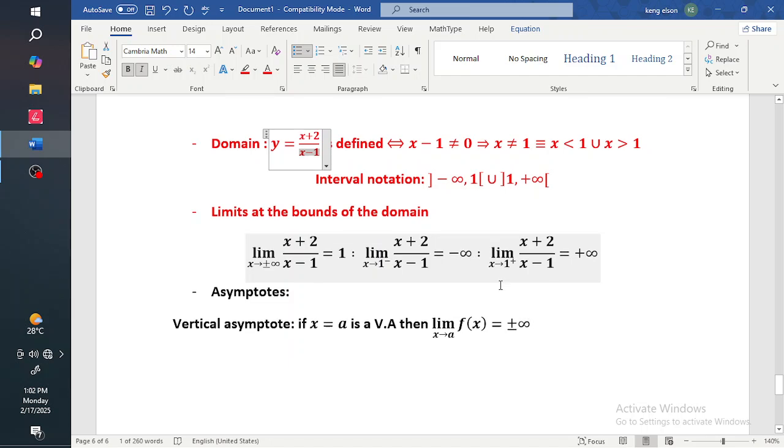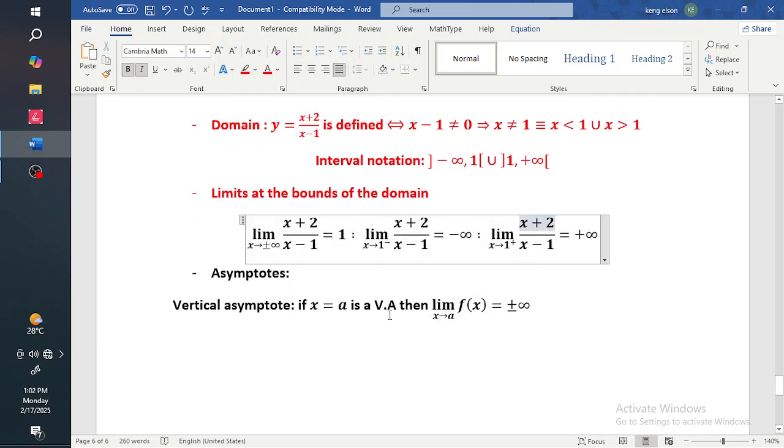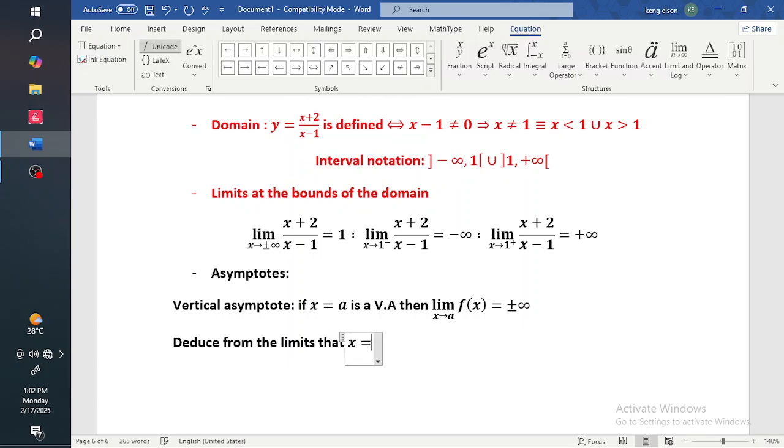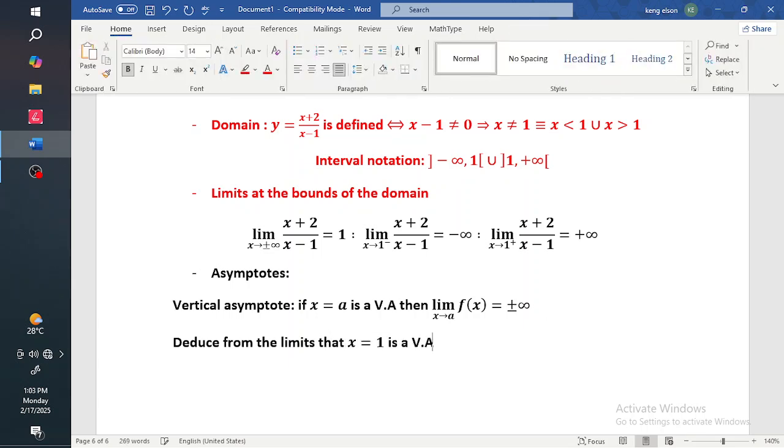Or you can just take it directly from your limit. We have realized that the limit as x tends to 1 from below and 1 from above is giving us plus or minus infinity. So x equal to 1 is a vertical asymptote. Or if you want to use the trick, just come here, equate x minus 1 to 0 and find x. x will give you 1. So we can deduce from the limit that x equal to 1 is a vertical asymptote.